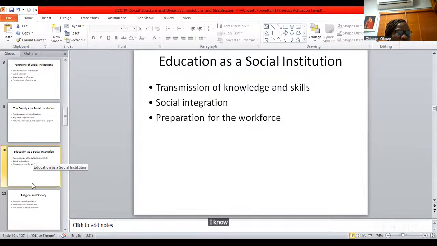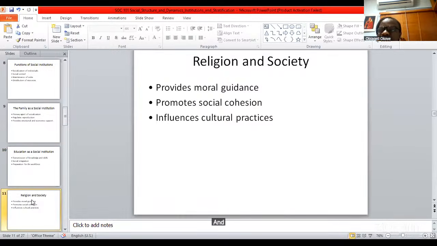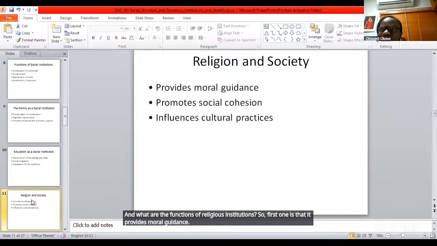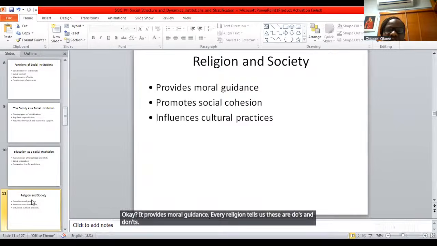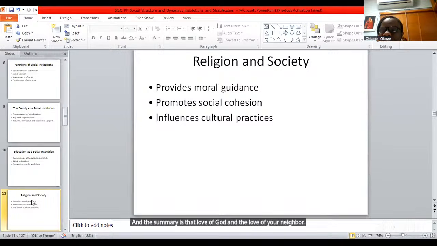Another institution we're going to talk about is the religious institution. And what are the functions of religious institution? The first one is that it provides moral guidance. Every religion tells us these are do's and don'ts. And the summary is the love of God and the love of your neighbor. What does that mean? You have to treat your neighbor with respect and respect their belongings. That is moral guidance: do not do this, do not do that. You have it in Christian religion, Islamic religion, African traditional religion, and every other religion. So they guide people to do the right thing. That's the first thing that religious institutions do.